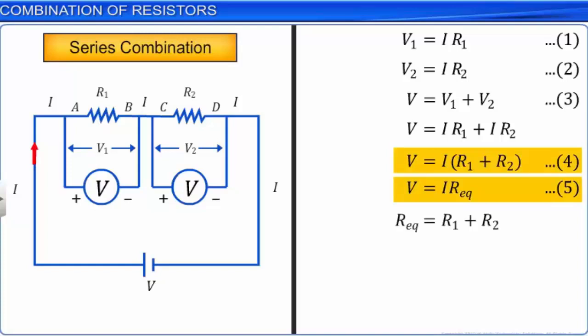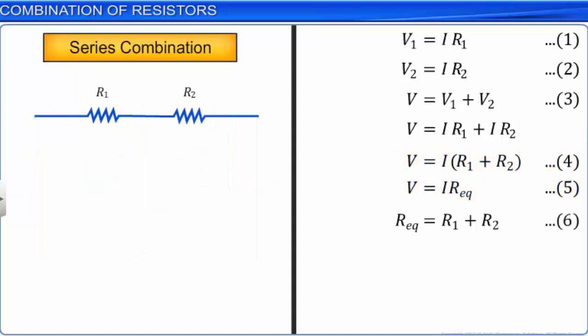From equation 6, we conclude that when two resistors R1 and R2 are connected in series, the combination has an equivalent resistance equal to R1 plus R2. When three resistors of resistances R1, R2, and R3 are connected in series, the equivalent resistance for this combination is equal to R1 plus R2 plus R3.